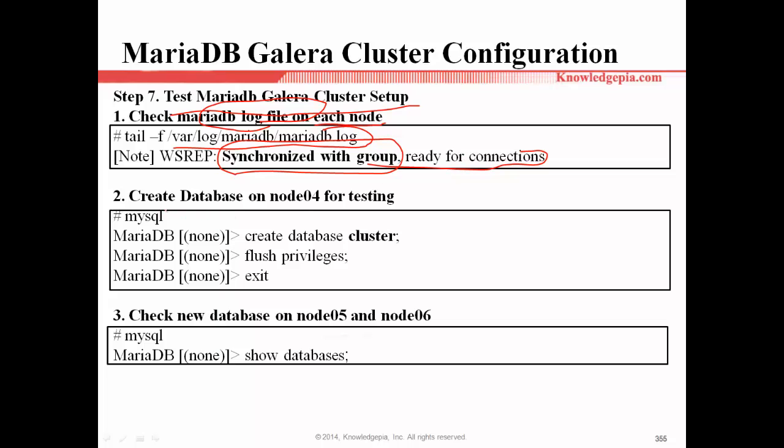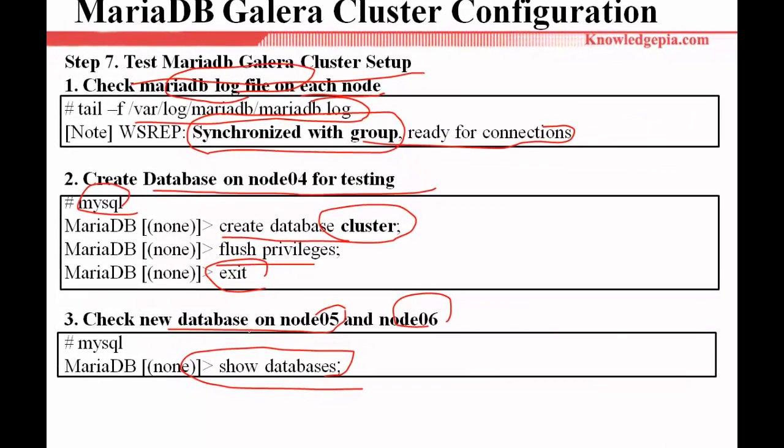And after that, for the testing, create a database on node 4 like this. After logging in to MariaDB, create the database for the testing cluster plus privileges, then exit. Then node 5 and node 6 also must see this new database using the command show databases. Then we are successful in setting up the MariaDB Galera cluster service.